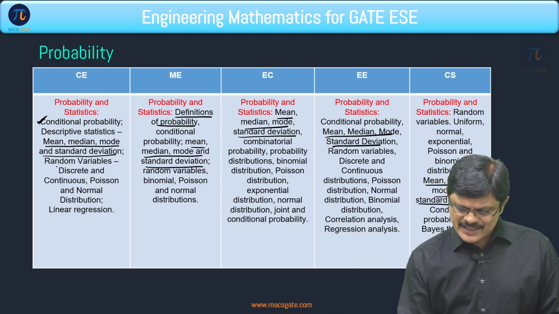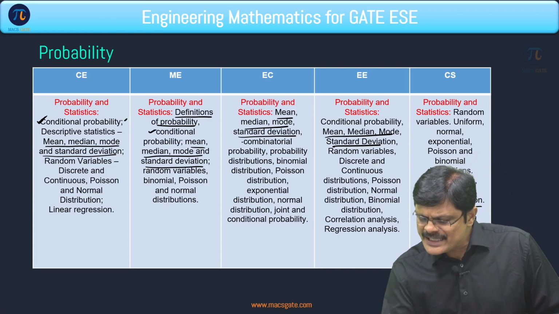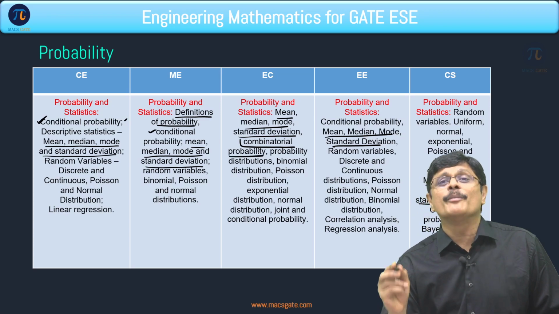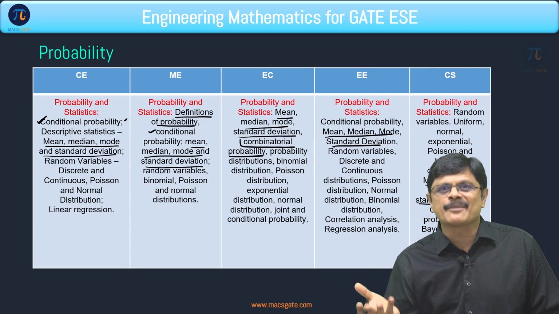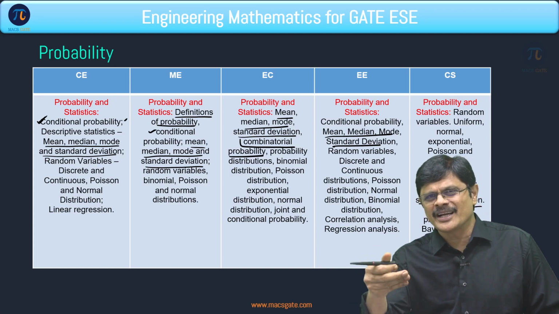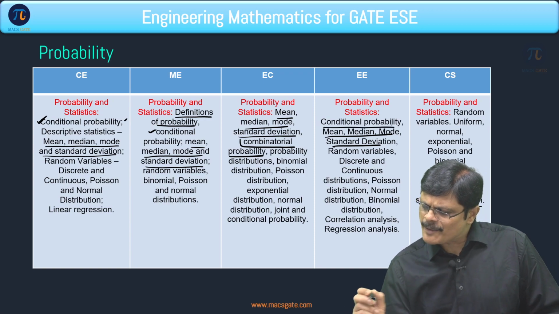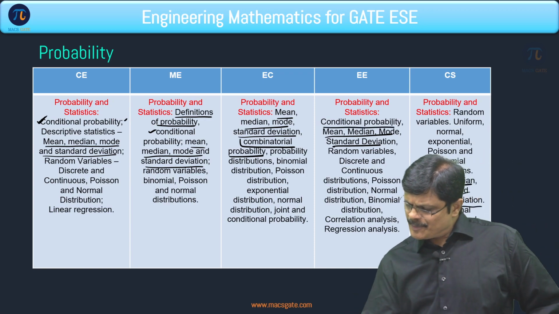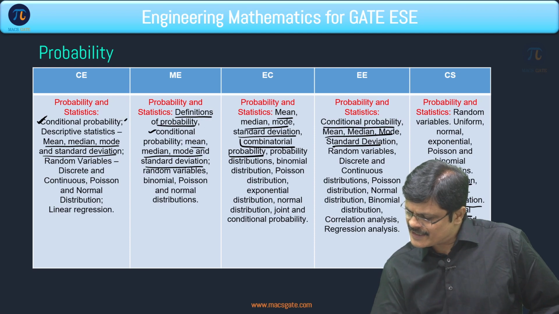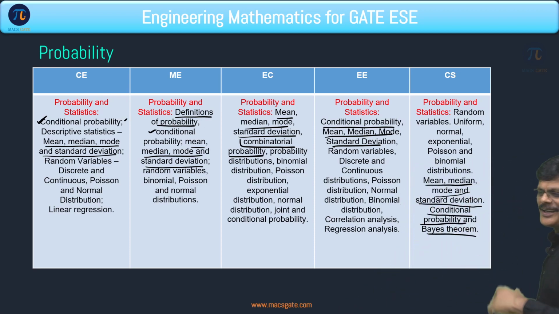Then we have conditional probability mentioned in almost all the branches, whereas EC students also have combinatorial probability, that is what you mean by basic probability, my dear friends. Basic probability, addition theorem, they all come under this combinatorial probability. They mention conditional probability here, and in CS they have written in reverse order actually, conditional probability and Bayes theorem written towards the end.